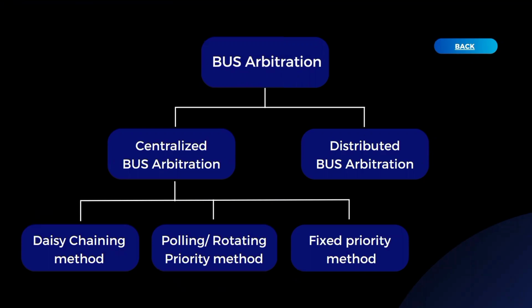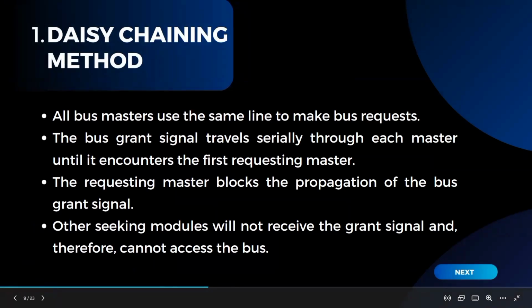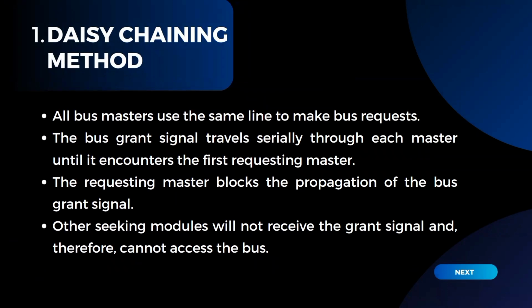The first one is the daisy chaining method. It is a simple and cheaper method where all the bus masters use the same line for making bus requests. The bus grant signal serially propagates through each master until it encounters the first one that is requesting access to the bus. This master blocks the propagation of the bus grant signal. Therefore, any other requesting module will not receive the grant signal and hence cannot access the bus.